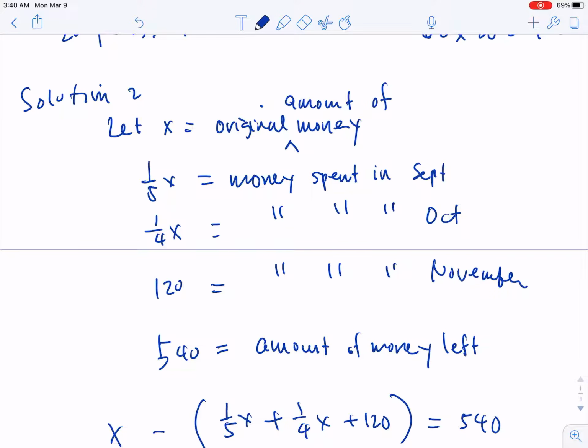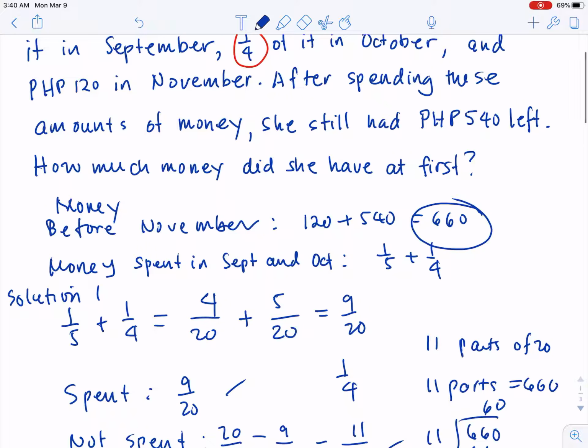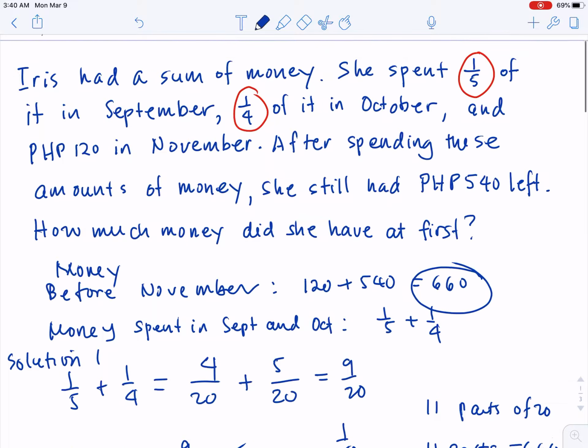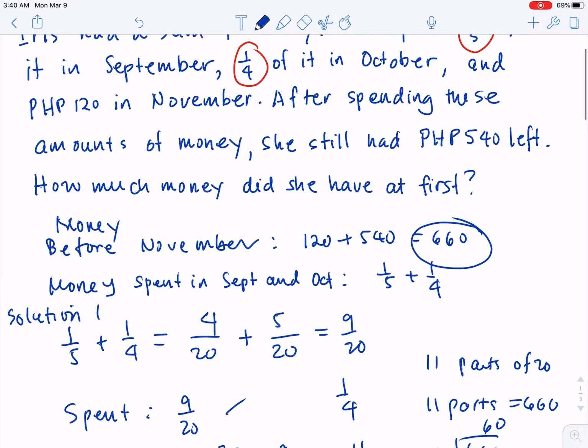Okay, so yan yung ating hinahanap, di ba? Ang hinahanap natin is how much money did she have at first, which is 1,200 pesos yung sagot natin.